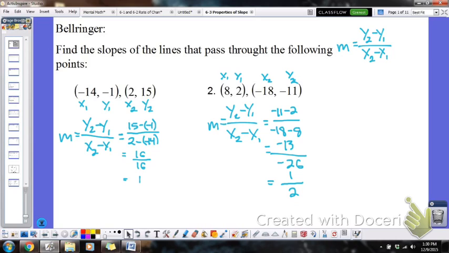And again, you want to leave this as a fraction. Keep it as a fraction because it is very important for later on in this chapter that we know what the slope is in its fraction form. So keep all your slopes in fraction form.